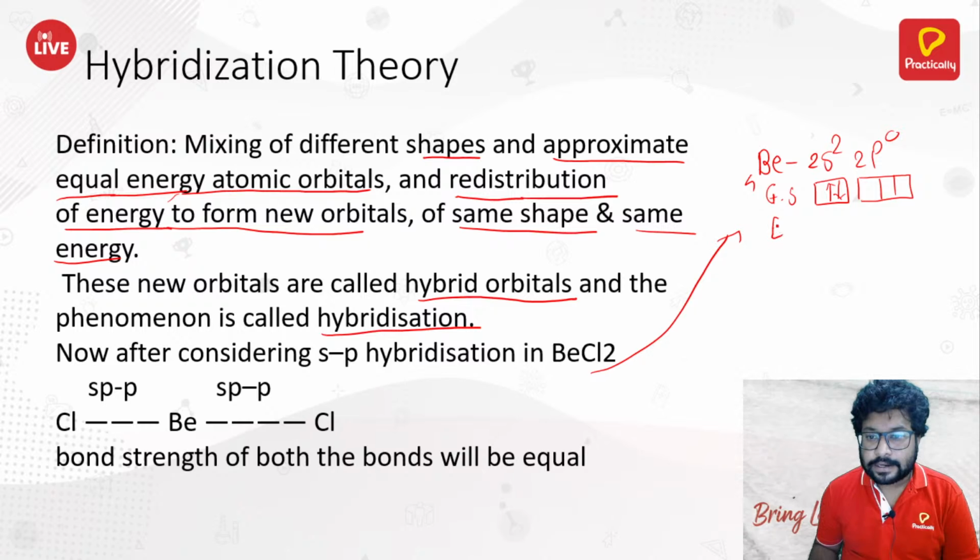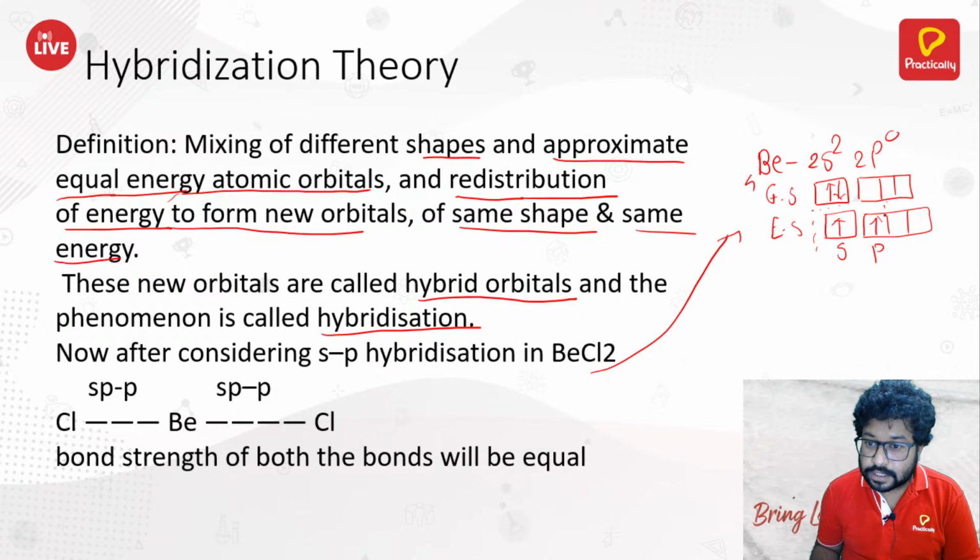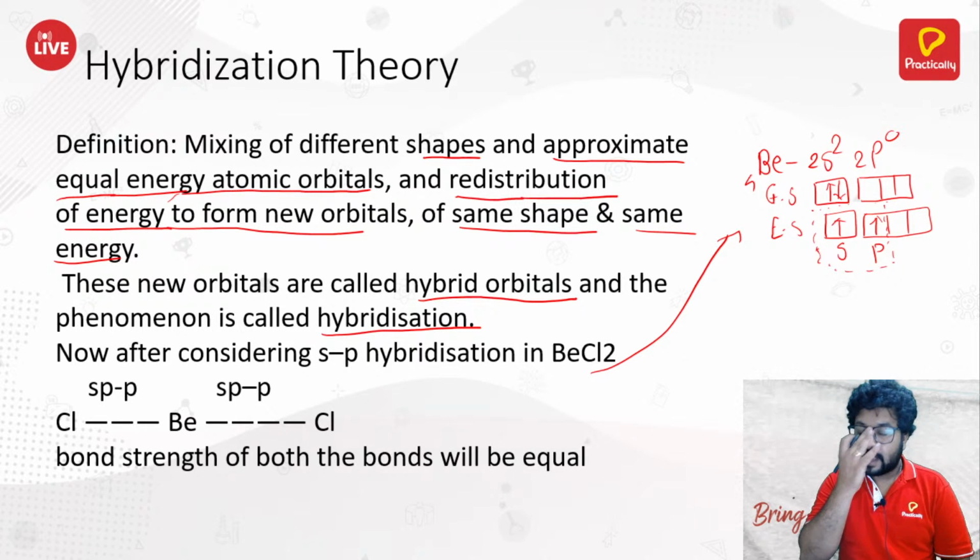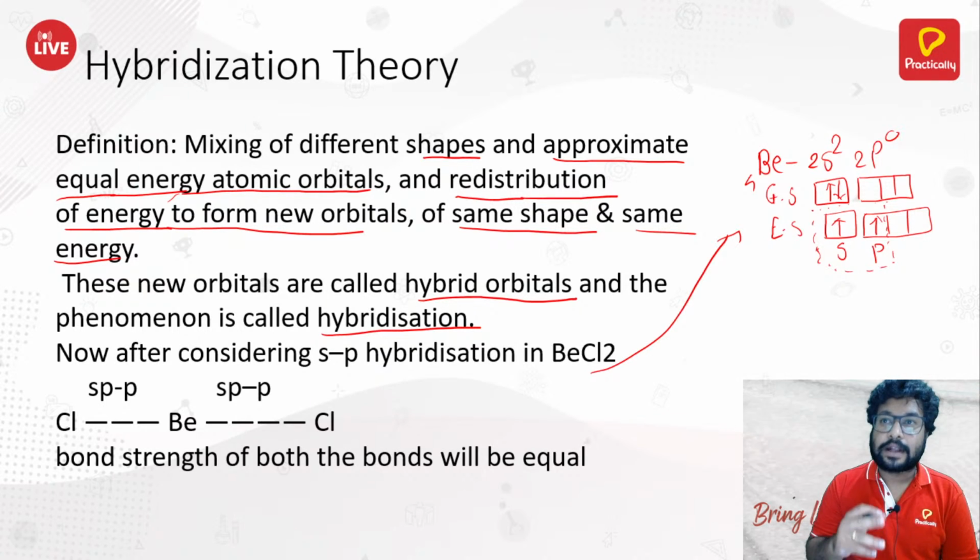In the excited state, an electron gets promoted from s to p. Now you have electrons in s as well as p. This gets mixed together to produce a new set of hybrid orbitals called sp orbitals. Always remember, the number of atomic orbitals combined is equal to the number of hybrid orbitals produced.